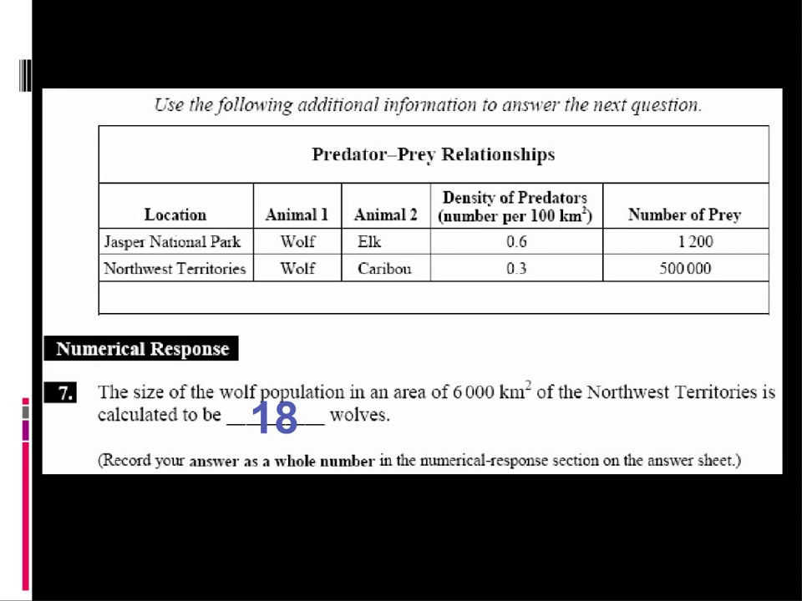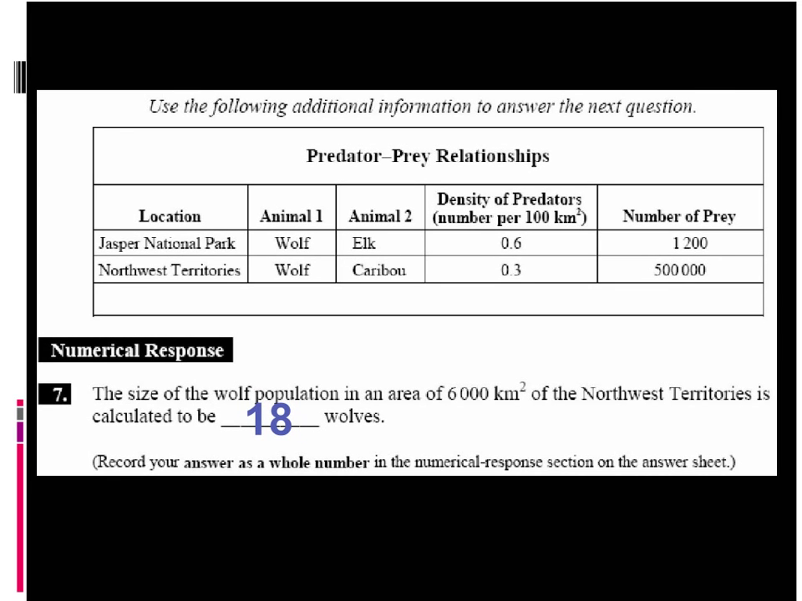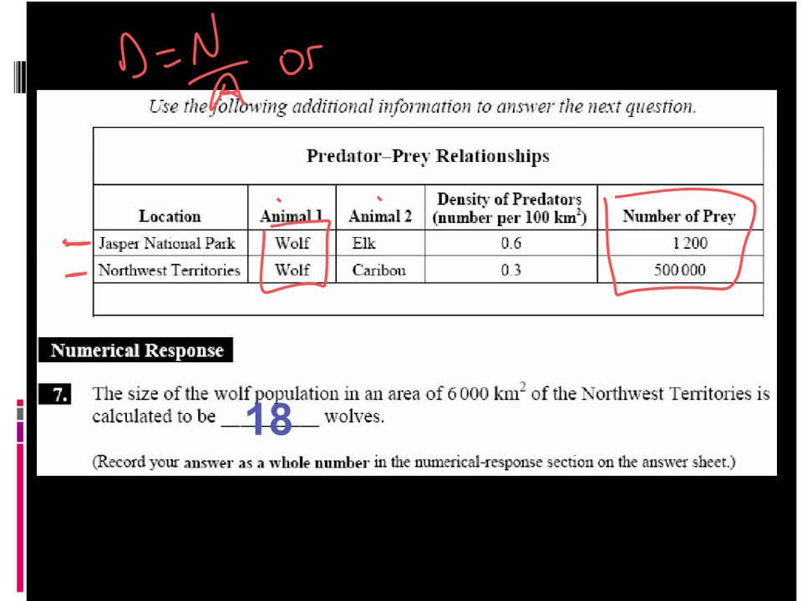Now, the information you have is for Jasper National Park in the Northwest Territories. You're given Animal 1 and Animal 2, the density of predators, so in relation to Animal 1 and 2, you're talking about the wolf population, and then you're also given the number of prey that you have. So if we go back to our formula, we have population density equals N over A, or population density equals N over V for volume. But we are dealing with areas here, you can tell, not volume, so we're not going to deal with that.